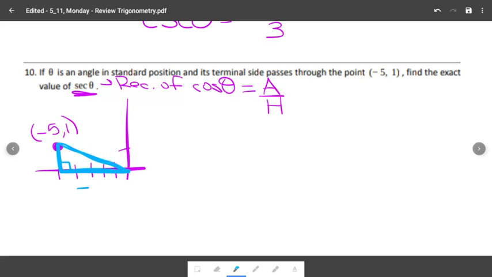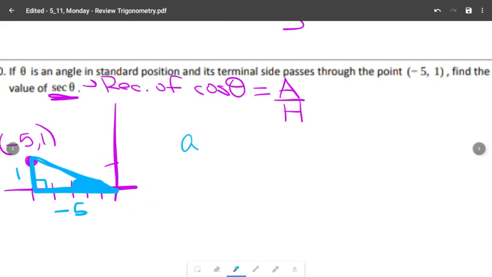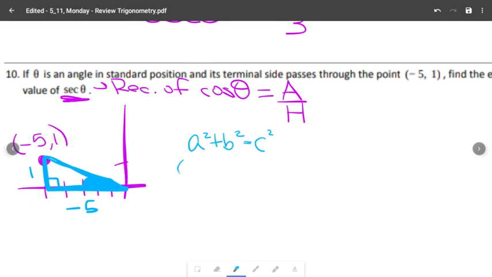So the horizontal side is your x, the -5. The vertical side is your y, the 1. And the angle we're going to use is always the angle closest to the origin. To find the missing side, Pythagorean theorem. The C has to be your hypotenuse, so that is what we're going to look for. Make sure that all these numbers come out positive because they are being squared.